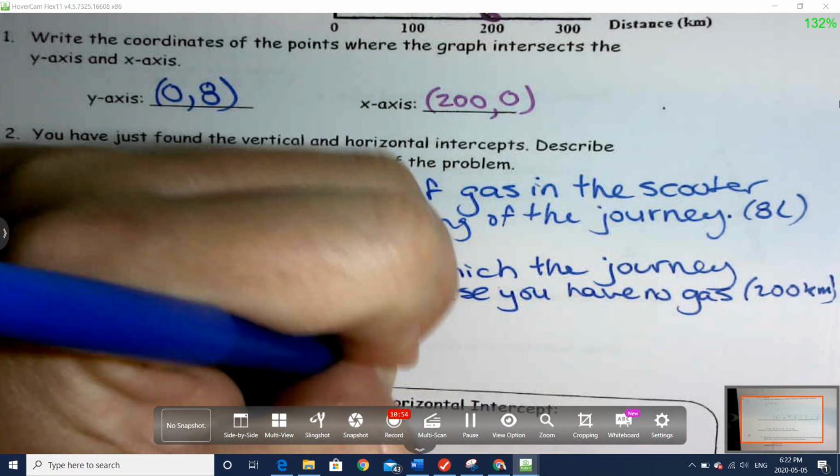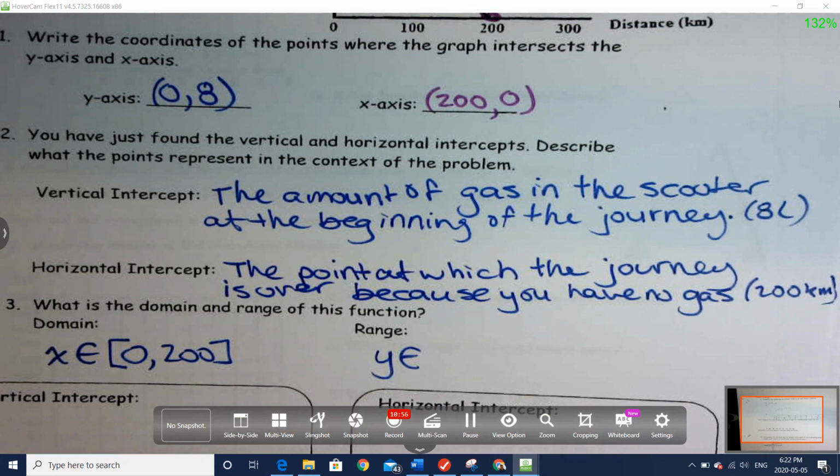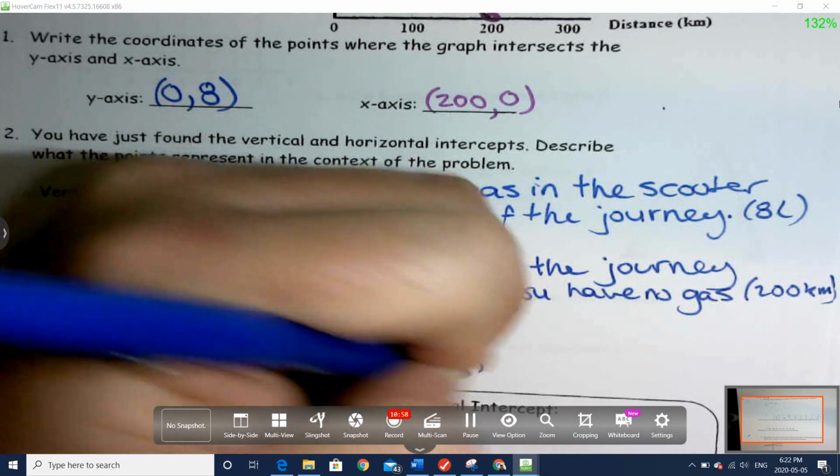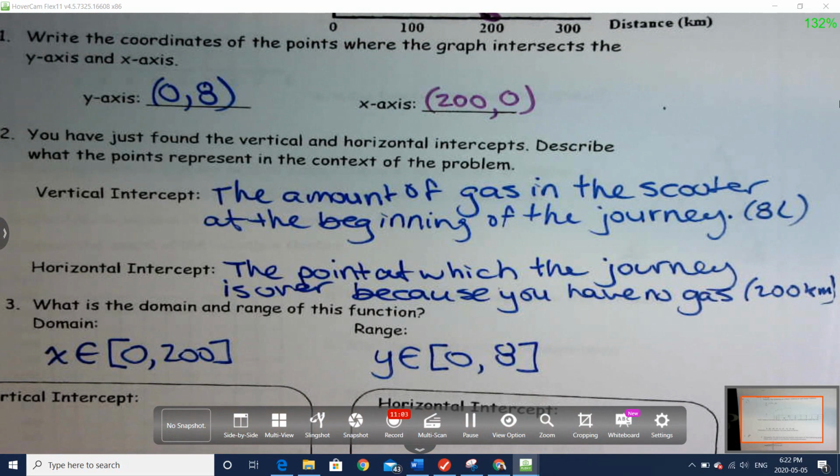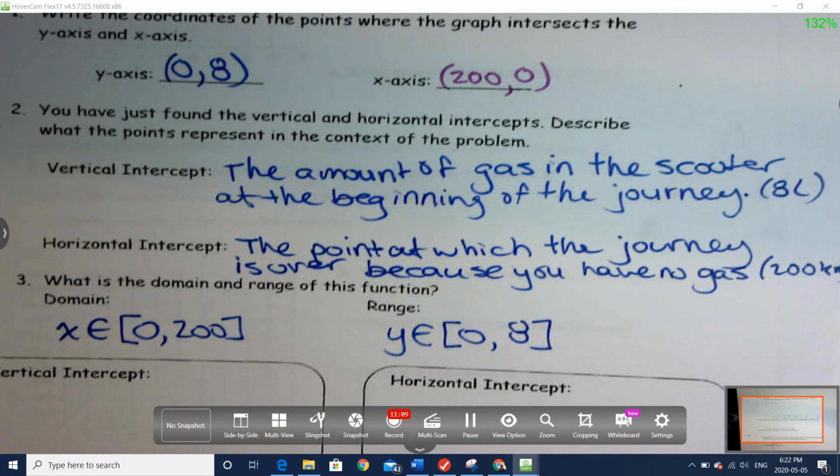The range would be that y is an element of [0, 8]. Even though the graph starts at 8 high, the smallest value is 0 that it can be. So we write 0 first, 0, 8 in square brackets because we are including those edge values.